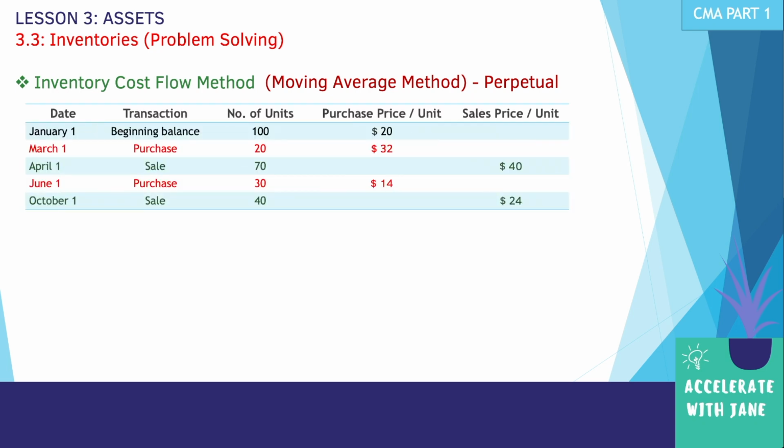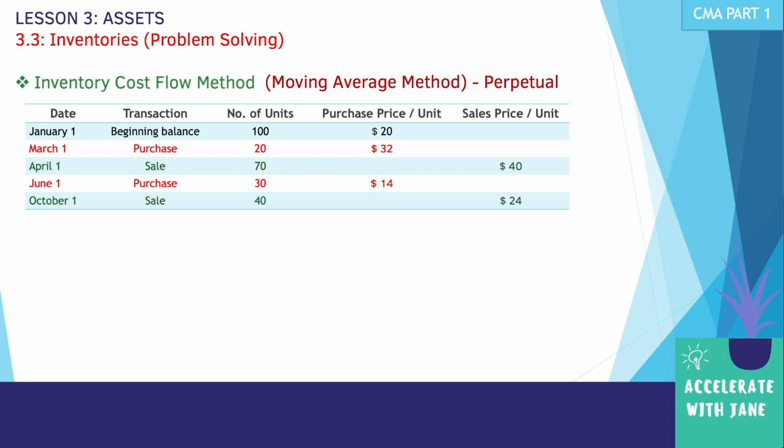So I have here a table. As you can see, the first column pertains to the date of the transaction. The second column pertains to the transaction itself. So we have the beginning balance of inventories, and then the purchase transaction and the sale transaction. The third column pertains to the number of units. For example, the beginning balance as of January 1 is 100 units.